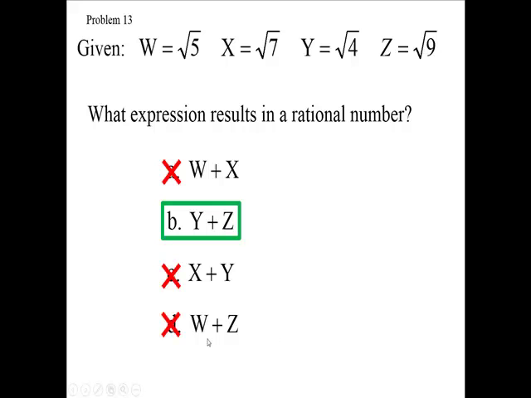So of my 4 choices, we eliminate A, C, and D. We pick answer B. That's the one that's what? Rational. It is a rational number. 5 is a rational number. 2 plus 3, the square root of 4 plus the square root of 9, 2 plus 3 is 5. Answer B.